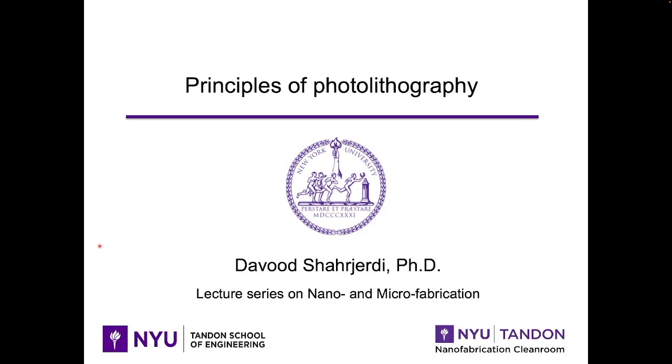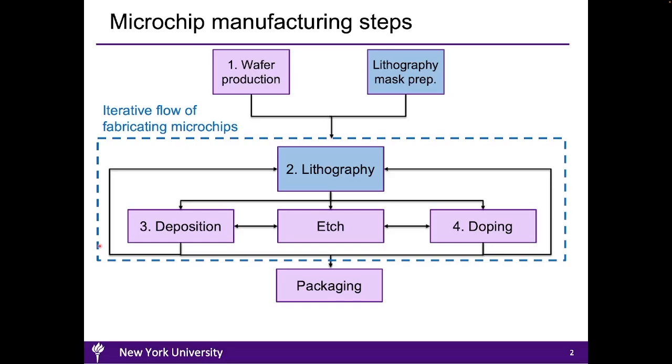In this video, we'll discuss the principles of photolithography. In an earlier video, we explained that the fabrication process of microchips is an iterative process. It consists of major steps such as deposition, etch, doping, and photolithography. Here, we'll provide an overview of the lithography step.